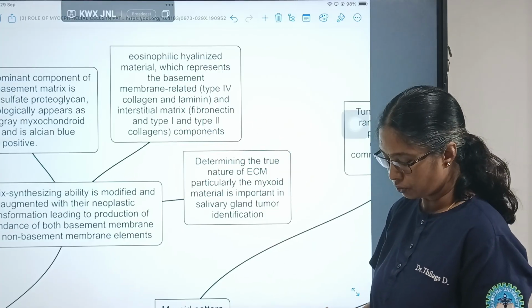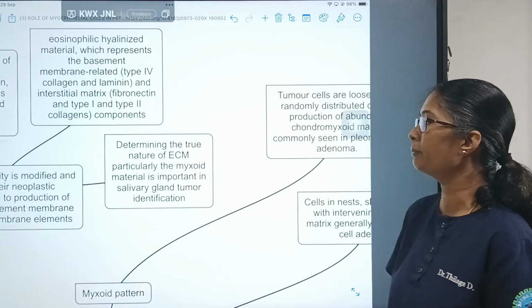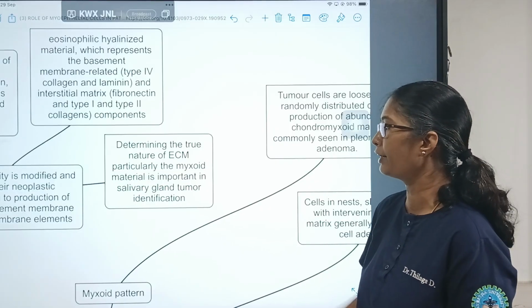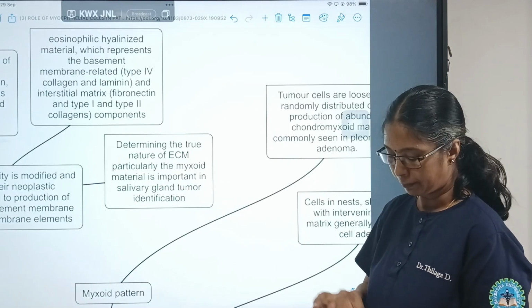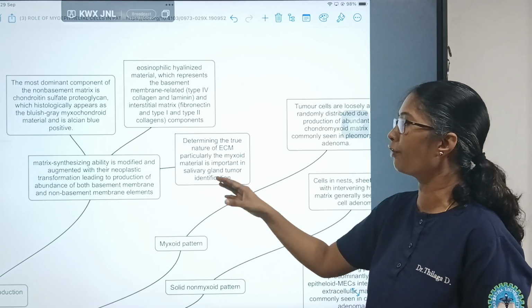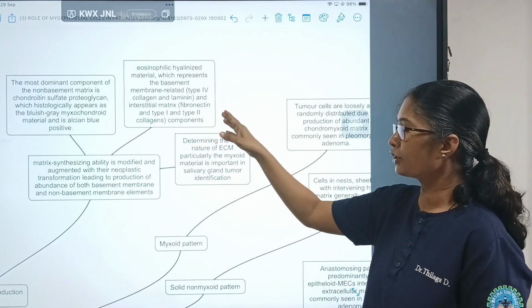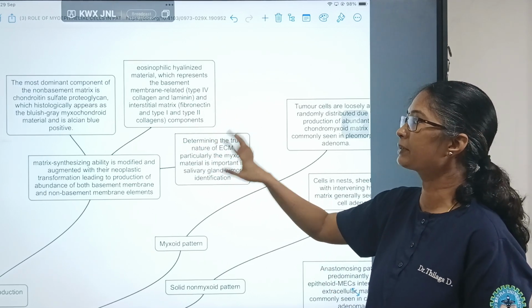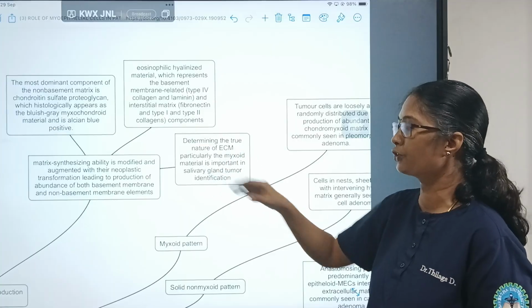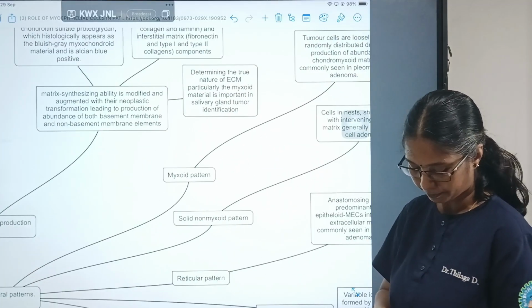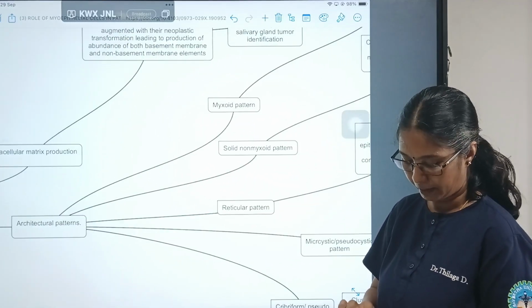So determining the true nature of the ECM, particularly the myxoid material, is important in salivary gland tumor identification. This plays an important role in identifying what kind of basement membrane or non-basement membrane extracellular protein is present inside the tumor, which helps us to identify what kind of tumor it is. So that is extracellular matrix production.